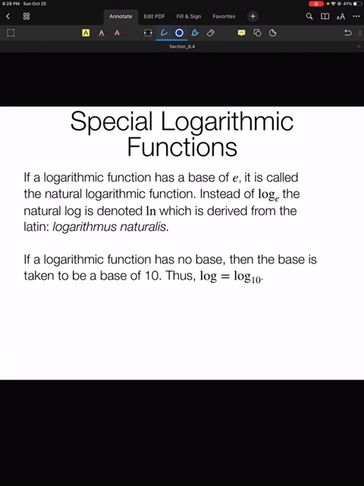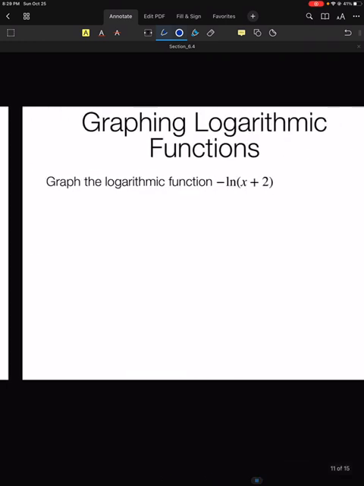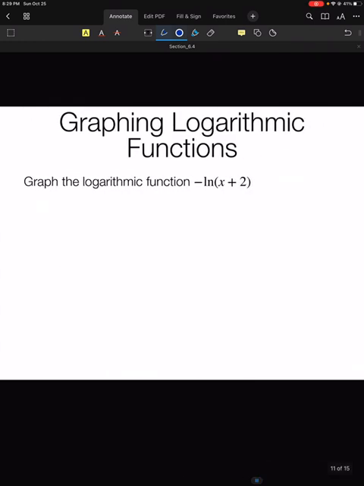If a logarithmic function has no base, if I write just log, then that is usually taken to be base 10, for us. So log means log base 10. Those are just two things to keep in mind when we work with logarithms in the future. All right, now let's get to graphing logarithmic functions.